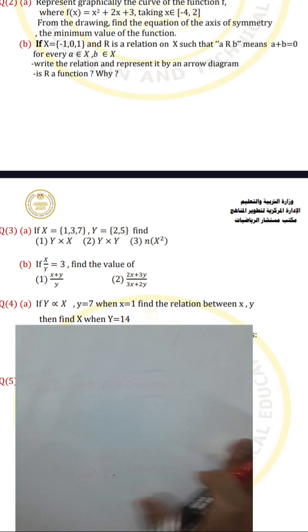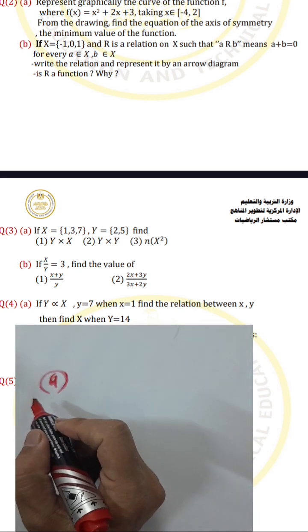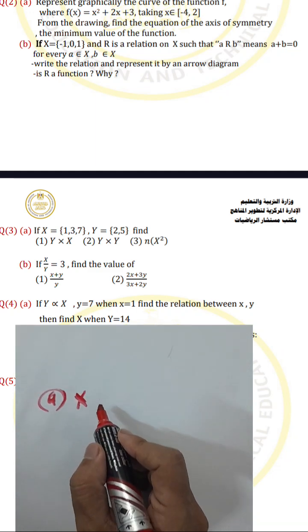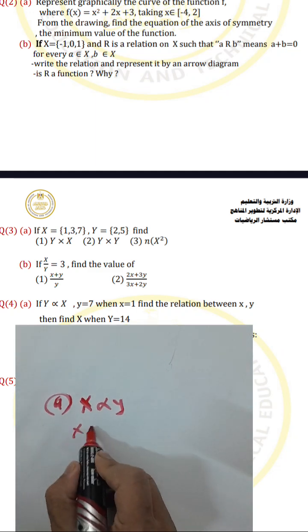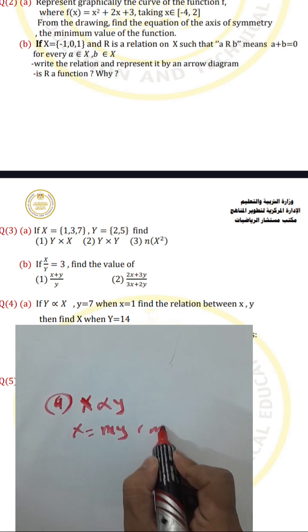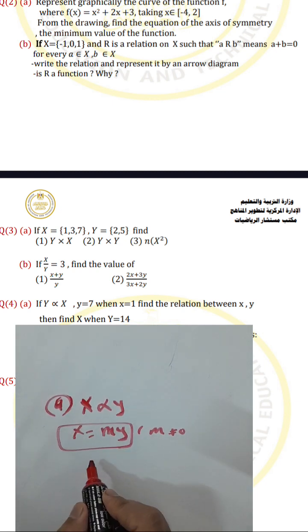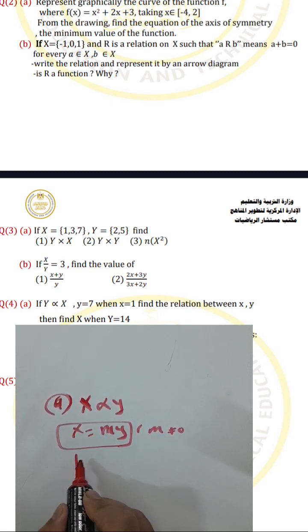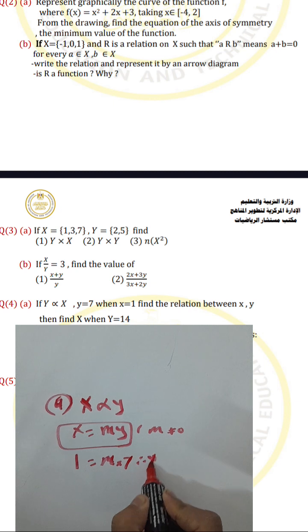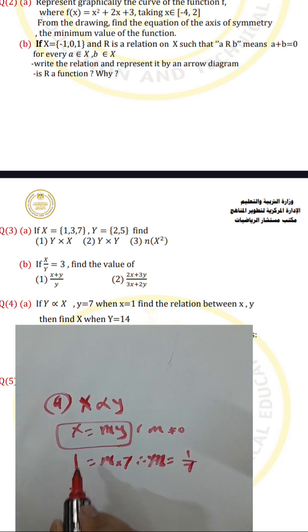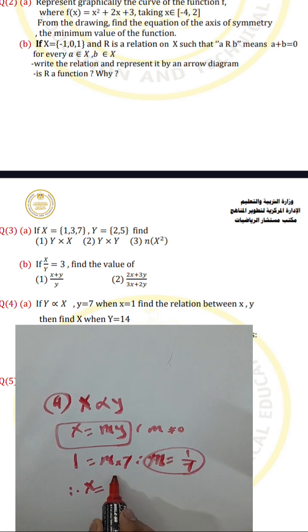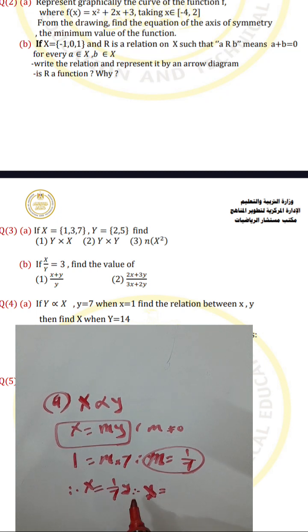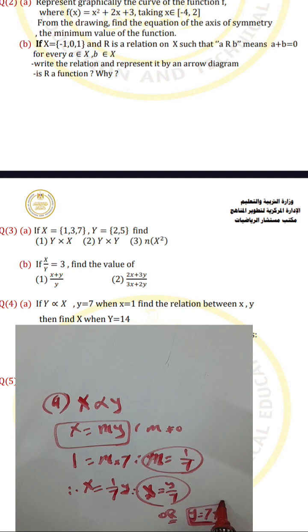Question number 4, letter A. We have direct variation between x and y, then x equals m times y, and m not equal 0, it's a constant. When y was 7 and x equals 1, then the constant m equals 1 over 7. Then we can write x equals 1 over 7 times y. Then the relation between x and y: x equals y over 7, or you can write y equals 7x. It's the relation between them.